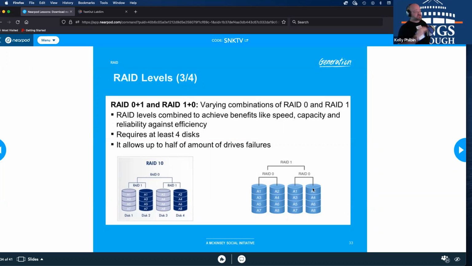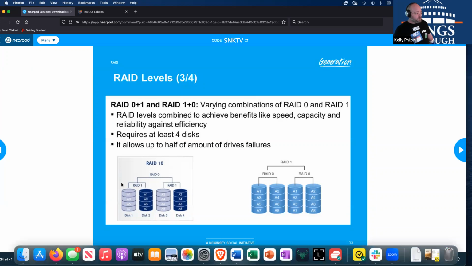If you have an extreme need for data integrity, this is a setup you would see pretty often. You can lose up to half of the drives. On a 4-drive rig, it's up to 2 drives. And why do we say up to? Because it depends on which drives fail.